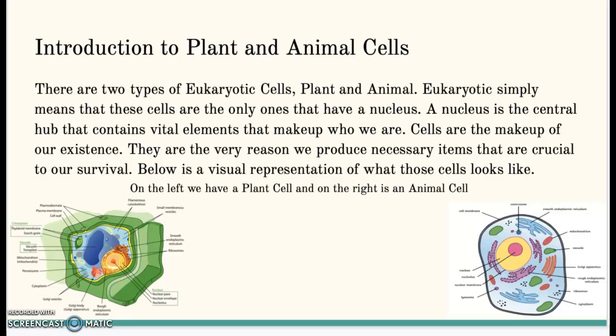So as an introduction to plant and animal cells, there are two types of eukaryotic cells, plant and animal. Eukaryotic simply means that the cells are the only ones that have a nucleus. A nucleus is the central hub that contains vital elements that make up who we are. Cells are the makeup of our existence. They are the very reason we provide necessary items that are crucial to our survival.